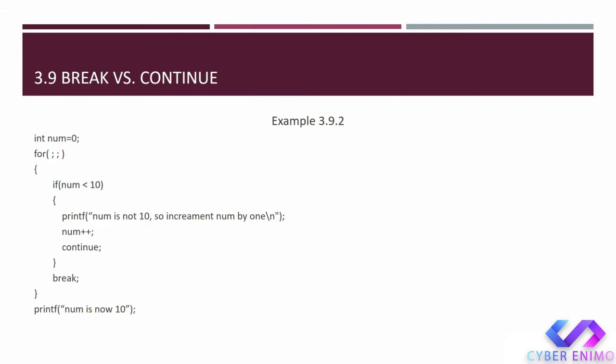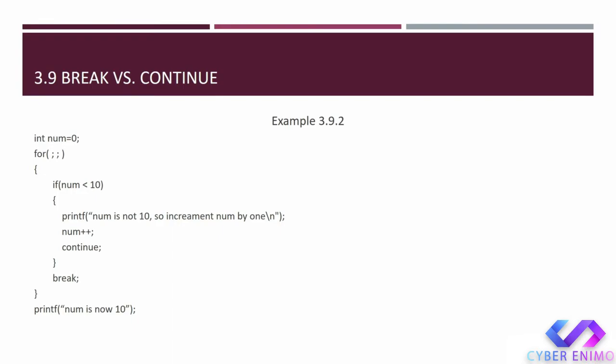The code inside the if statement prints the message "num is not 10, so increase by 1." The printf statement is followed by incrementing the variable num by 1, and that's followed by the continue command. Since we start with num equals 0, we enter the for loop and execute the if statement, and the continue command inside the if statement will force the program to skip the rest of the code and loop again. In this case, the rest of the code is the break command.